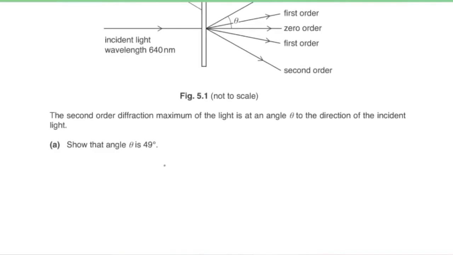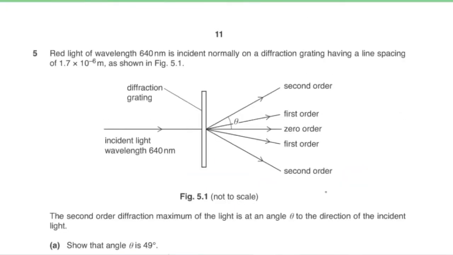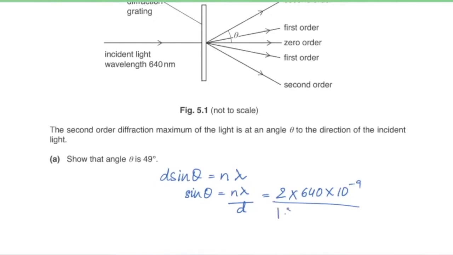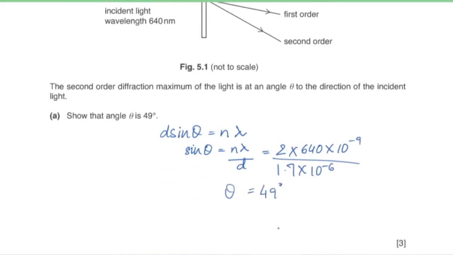So for a diffraction grating, we have the formula d sine theta equals n lambda, where sine theta equals n lambda by d. The order of the diffraction maximum we are having here is 2, times 640 nanometers of wavelength, so we'll convert that to meters, and the line spacing is 1.7 times 10 to the power of -6. That leaves me with theta of 49 degrees.